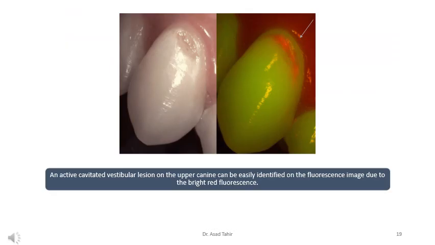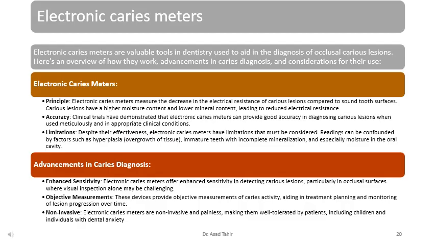An active cavitated vestibular lesion on the upper canine can be easily identified on the fluorescence image due to the bright red fluorescence. Electronic caries meters are valuable tools in dentistry used to aid in the diagnosis of occlusal carious lesions. Here's an overview of how they work, advancements in caries diagnosis, and considerations for their use. Electronic caries meters.